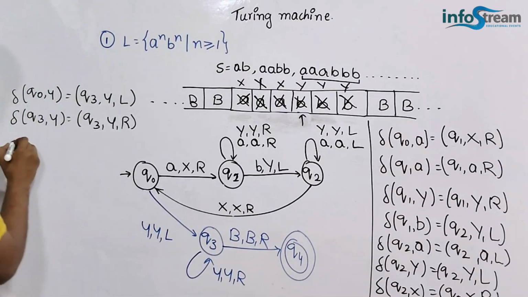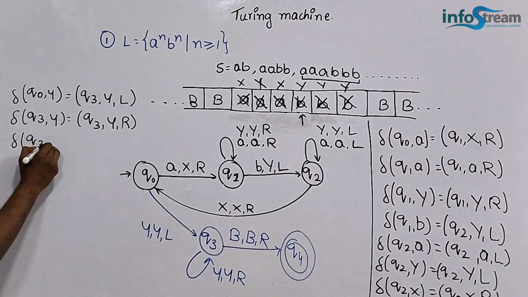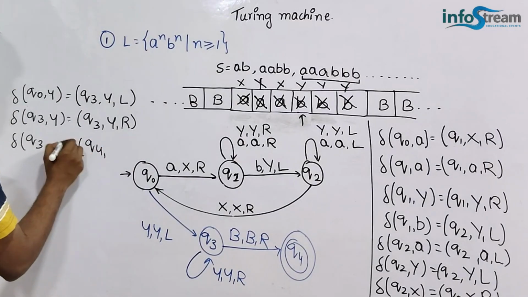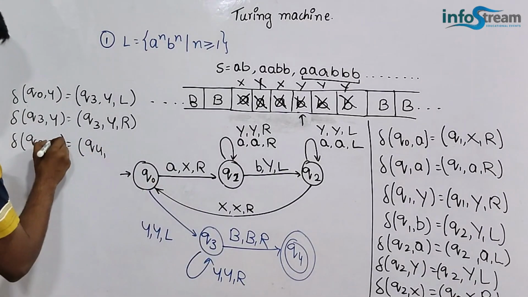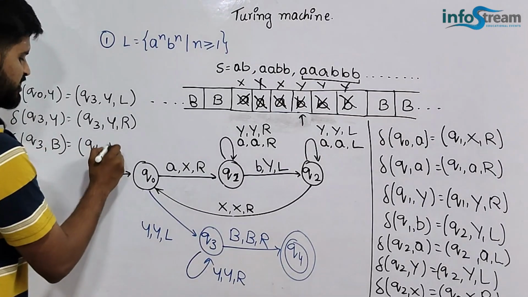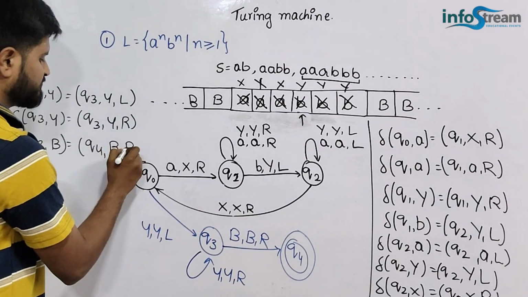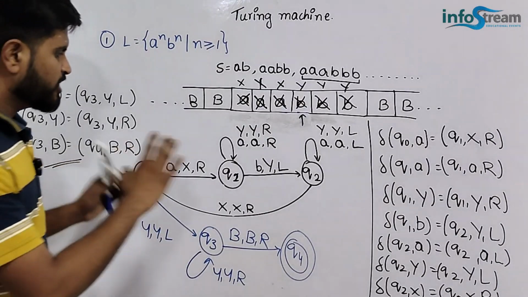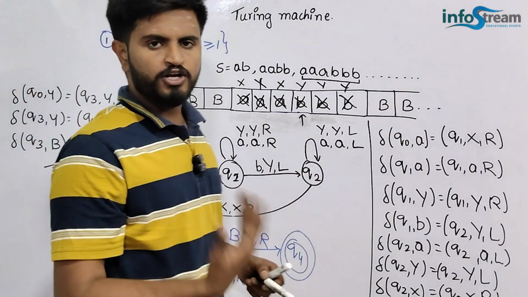Next, another one is delta of Q3. From Q3 it is moving to Q4. So if you give the input as the blank space, it will be keeping it as the blank space itself and it will be moving towards the right. So these are the transitions you must write after designing the Turing machine.